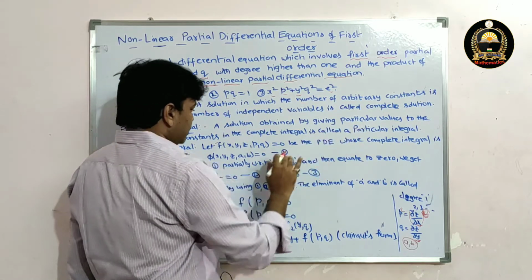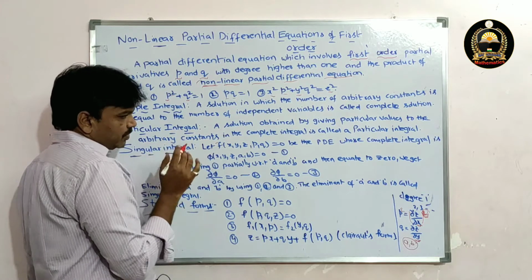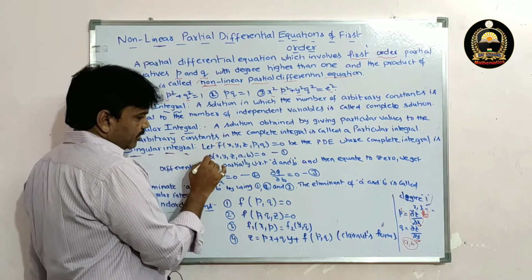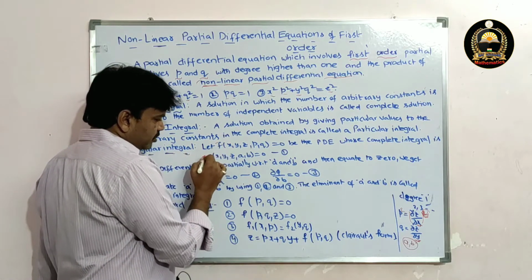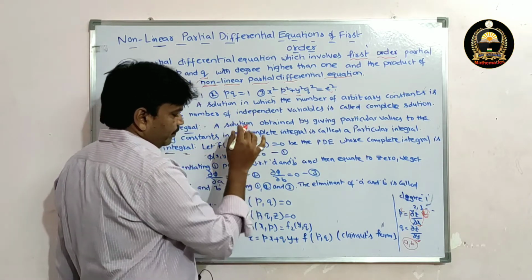First, find the complete integral. For this equation the solution is phi of x, y, z, a, b equal to 0.